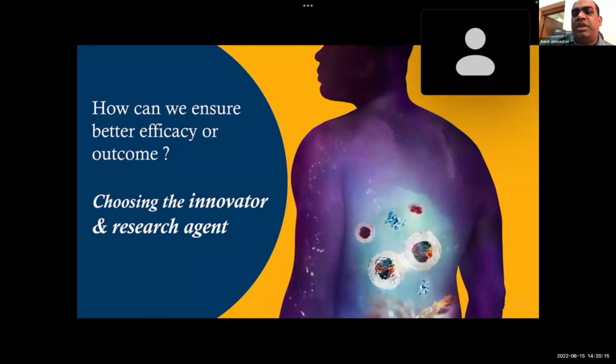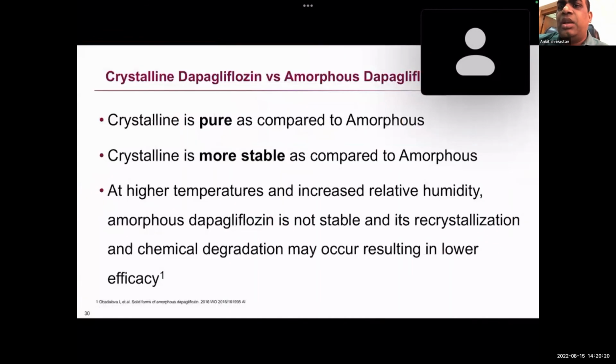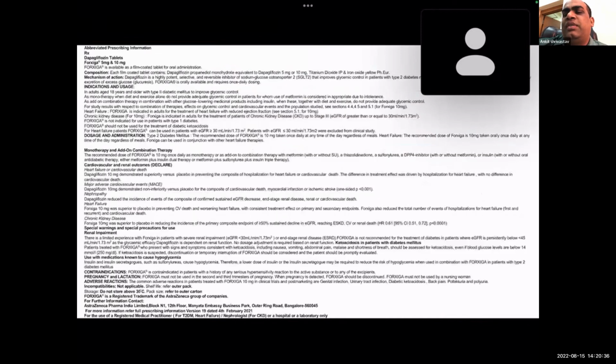So how can we ensure better efficacy or outcome? Choosing the innovator and the research agent. We all know there is a concept of crystalline versus amorphous. Crystalline is pure as compared to amorphous. It is more stable, and at higher temperature and increased relative humidity, amorphous dapagliflozin is not stable, and its recrystallization and chemical degradation may occur, resulting in lower efficacy.